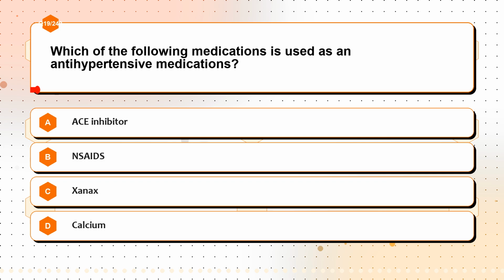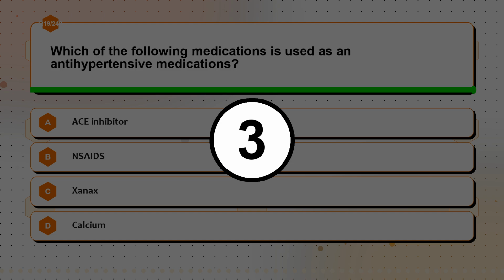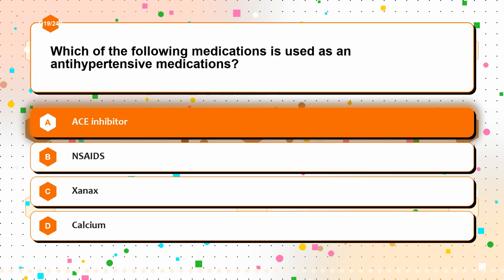Question 19. Which of the following medications is used as an antihypertensive medication? Here are the options. Option A, ACE inhibitor. Option B, NSAIDs. Option C, Xanax. Option D, calcium. The correct answer is option A, ACE inhibitor.